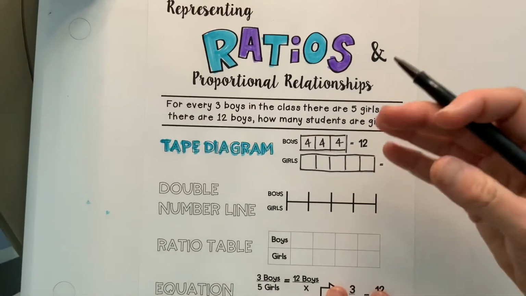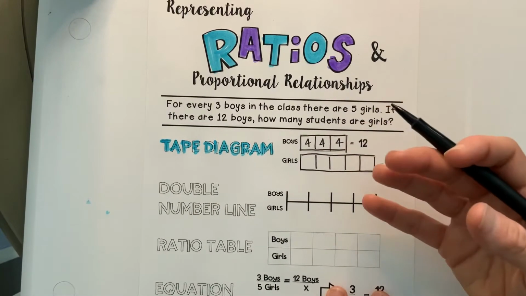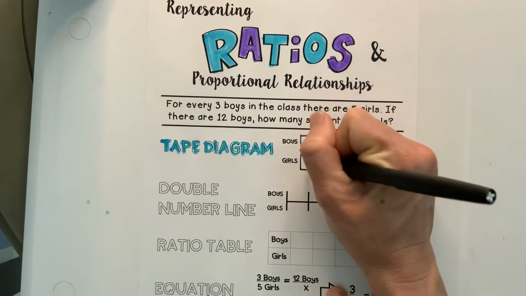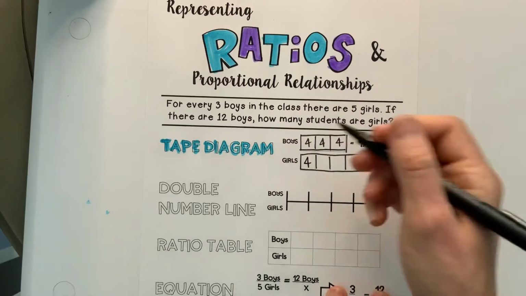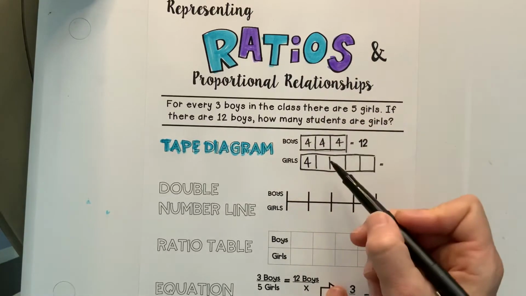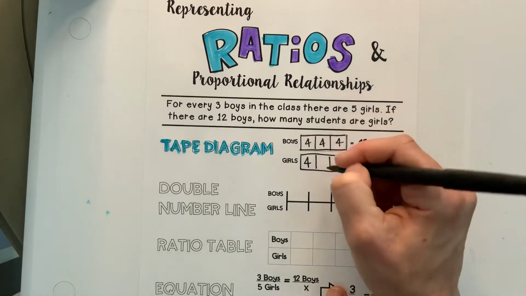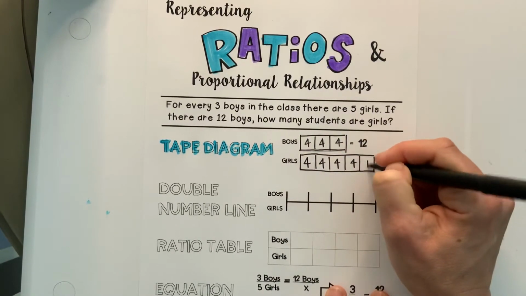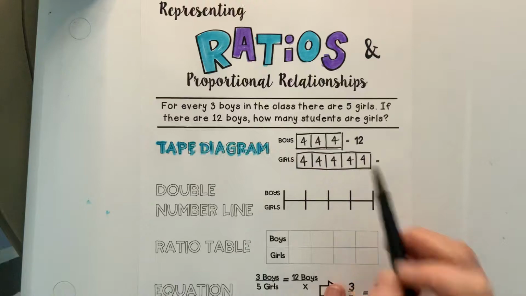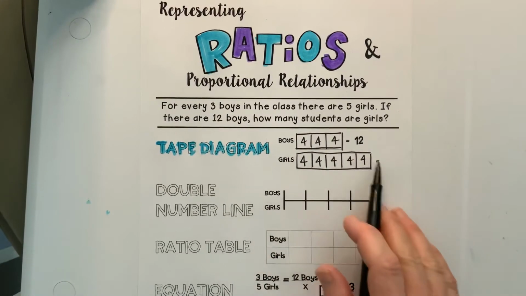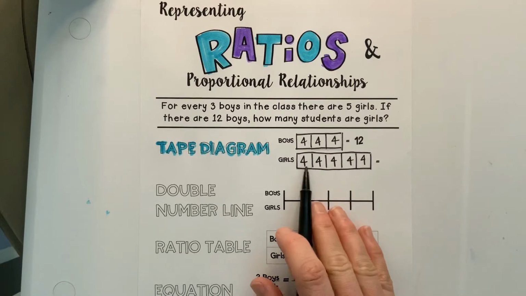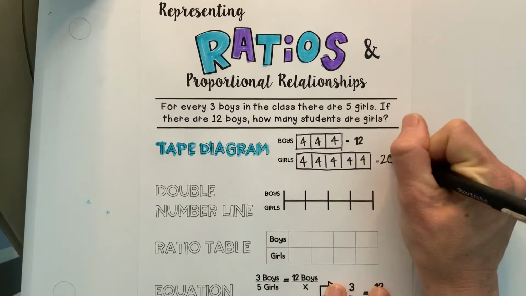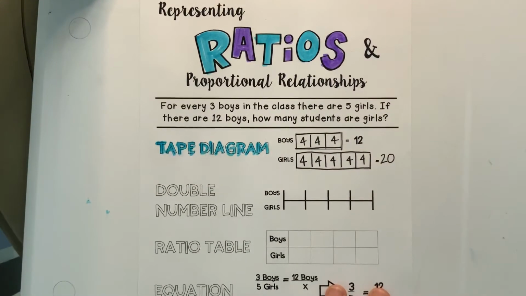Okay, so if this is in the same ratio, the 3 to 5, then I can transfer that number, that 4, into these boxes. I can say, okay, well, if we are going to have a proportional relationship here, each one of these boxes must also be 4, 4, 4, and 4. So 4 girls, 4 girls, 4, 4. So how many girls are there total? So 4, 8, 12, 16, and 20. So I know that there are going to be 20 students.